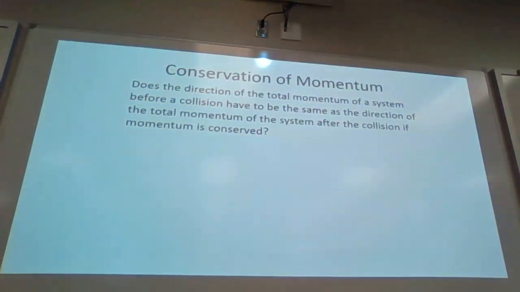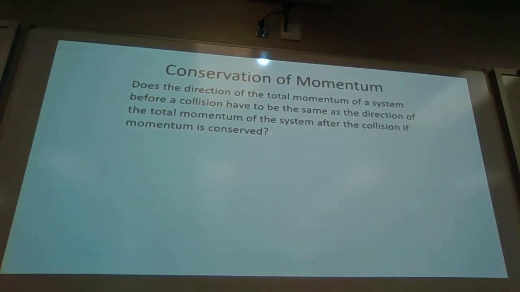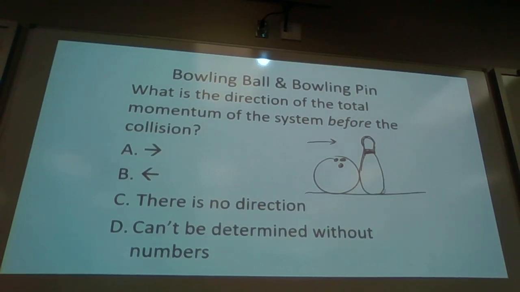So one of the big consequences of conservation of momentum, compared to conservation of mechanical energy, is that momentum has direction where mechanical energy did not. We didn't care which way objects were moving. We just said, are they moving? Momentum is a vector, so it totally matters. So what does that mean?